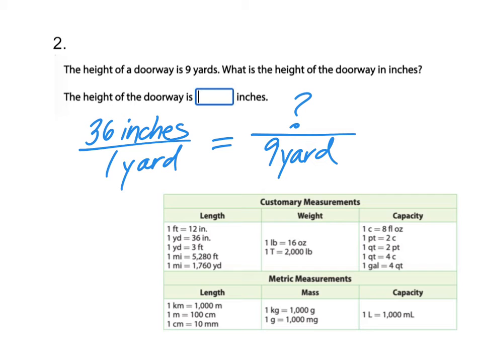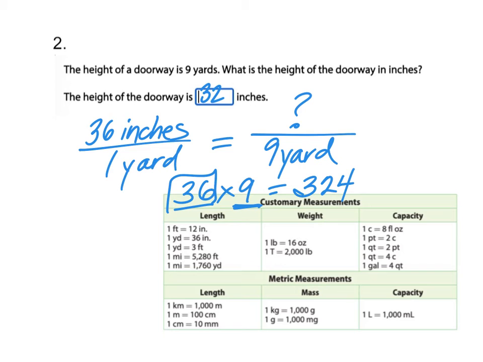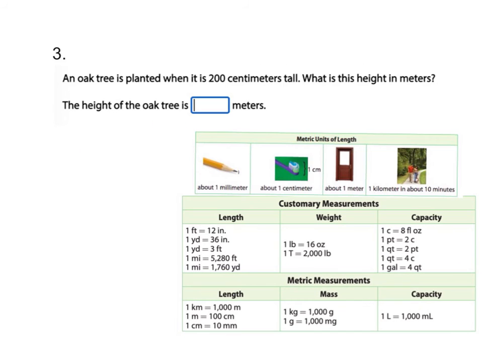I'm going from a larger to a smaller unit. I said that wrong the first time. So I'm trying to figure out how many inches are in these 9 yards, and I'm going to multiply to solve. 36 times 9 equals 324 inches. So 36 inches are in every yard. We have 9 yards, so we multiply to find out that is 324 inches.